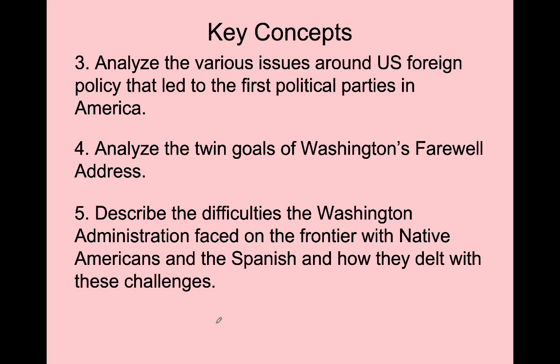And number 5, it says, describe the difficulties the Washington administration faced on the frontier with Native Americans and the Spanish and how they dealt with these challenges. And the difficulties, let's start with Native Americans, is because so many Americans are moving west because it's our territory now, the United States territory now. And of course, the Native Americans did not want to lose their way of life and their very lives. And so we saw Chief Little Turtle and Chief Blue Jacket organize armed insurgencies against the United States to try to protect their land. And we see that it didn't end well for the Native Americans.